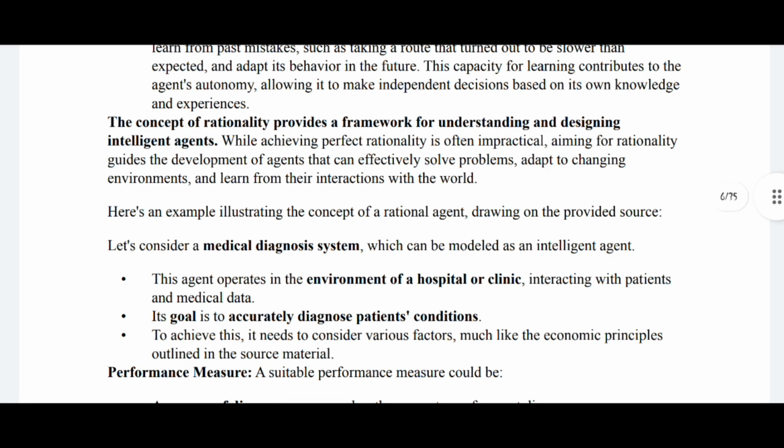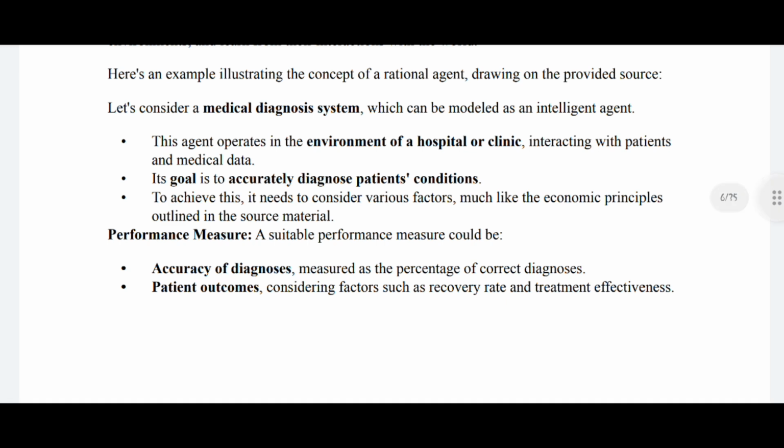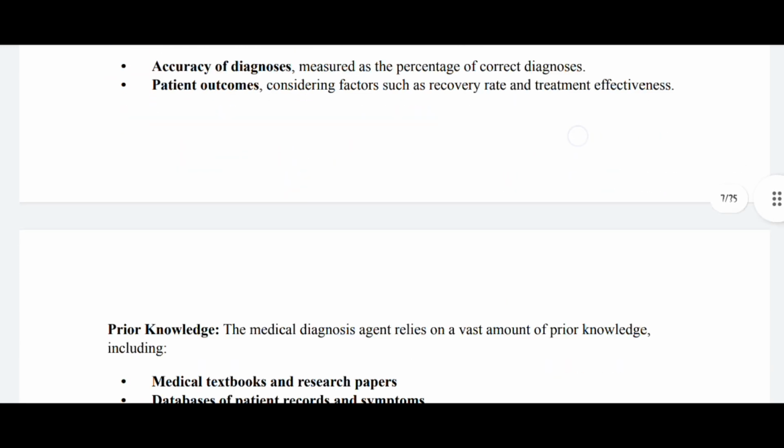Here is another example, a medical diagnosis system, as a model of intelligent systems also. The agent operates in an environment of hospitals and clinics and interacts with patients and medical data. Its goal is to accurately diagnose the patient's condition, and it needs to consider various factors, like economic principles and the available resources. Performance measures: suitable measures could be accuracy of diagnosis and patient outcomes. These are very important.